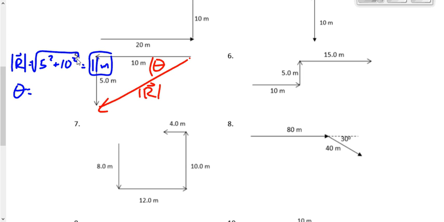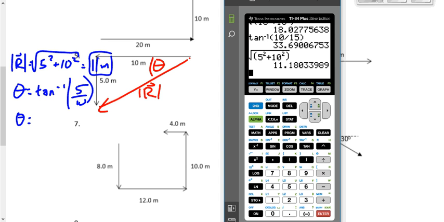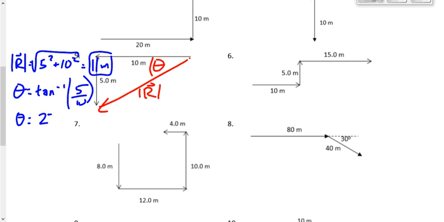This is tan because we have opposite and adjacent. So theta is the inverse tan of 5 over 10. Theta ends up being equal to 27 degrees. And we're going to say that's 27 degrees east of south. What is it, Xander? South of west. Good. South of west. We're measuring it from the west, but it's south from the west.